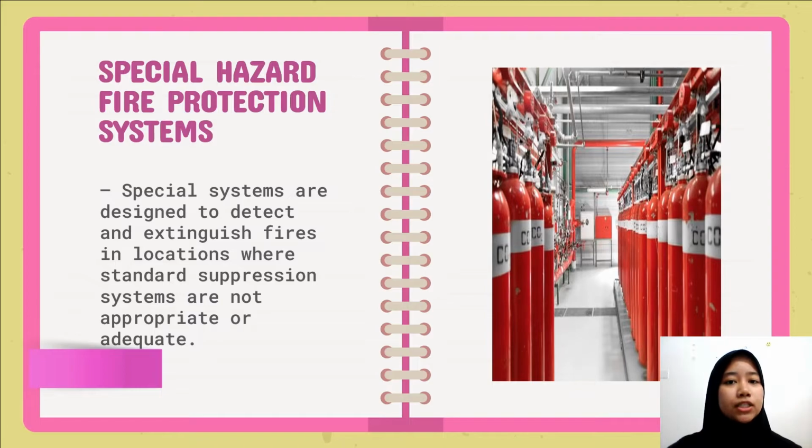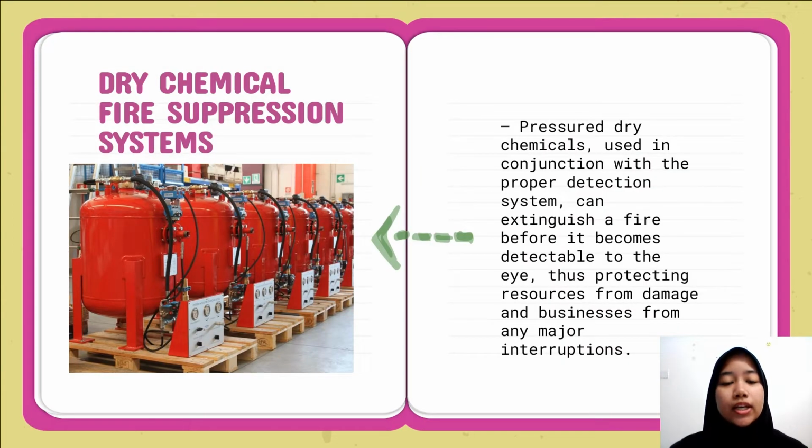Third is special hazard fire protection system. Special systems are designed to detect and extinguish fires in locations where standard suppression systems are not appropriate or adequate. Next is dry chemical fire suppression system. Pressurized dry chemicals used in conjunction with the proper detection system can extinguish a fire before it becomes detectable to the eyes, thus protecting resources from damage and business from any major interruption.